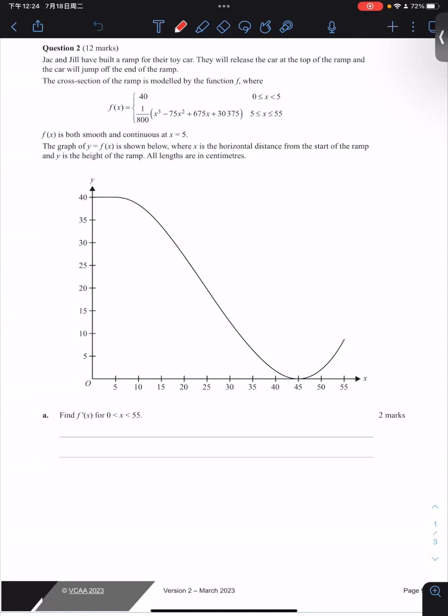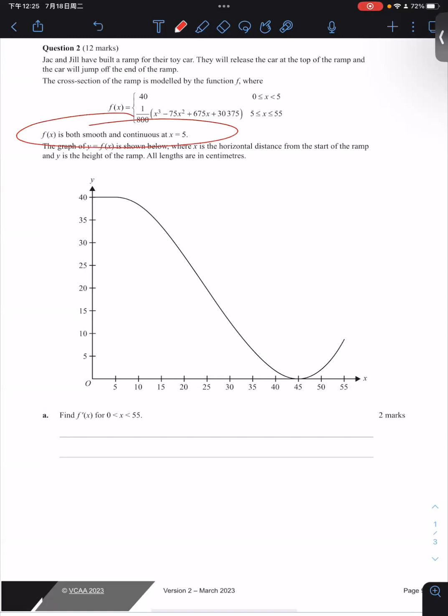First is a horizontal constant function, y equal to 40, for x greater than or equal to 0 and less than 5. And then we have a curve for x greater than or equal to 5 and less than or equal to 55. And f(x) is both smooth and continuous at x equal to 5.